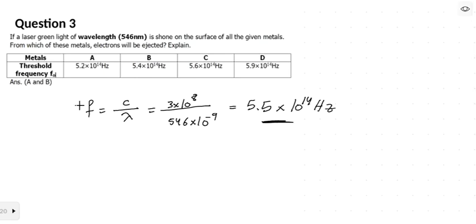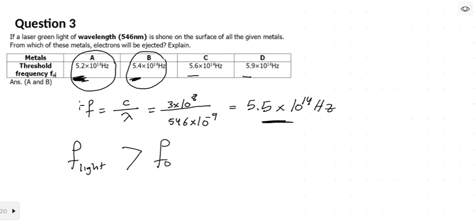This value, if we compare it with the given threshold frequencies, we see that the 5.5 is greater than 5.2 and greater than 5.4, but it's less than 5.6 and 5.9, which means that the frequency of the used light is greater than the threshold frequency of both metals A and B. Because to have photoelectric emission, the frequency of the light should be greater or equal. And here it's less than C and D, so it doesn't work.